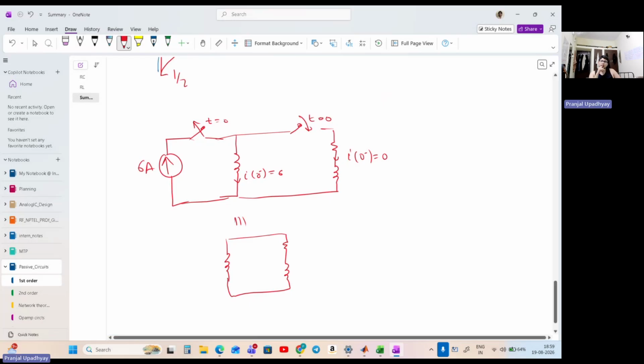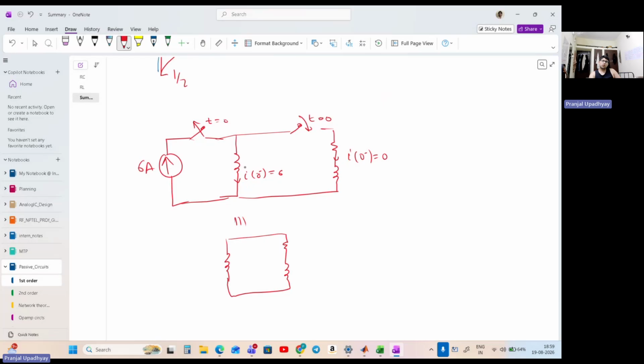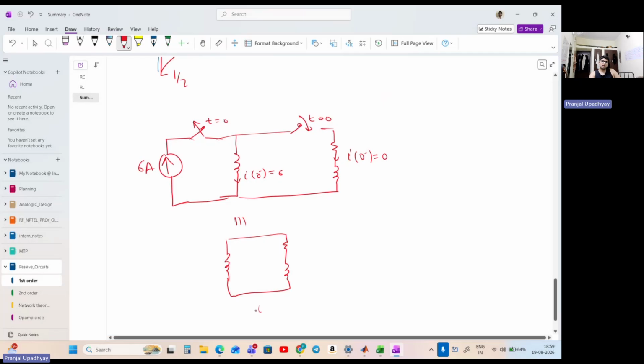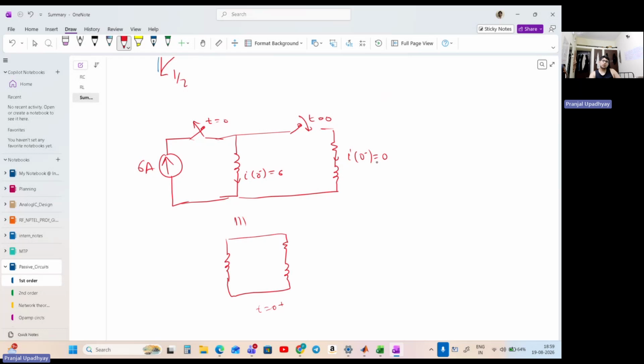The question here that I'm trying to pose is that this inductor will not allow sudden change of current across it, and thus it will seem as if this inductor is still carrying 6 ampere current at t equals 0 plus time. Alternatively, this inductor will force current of 0 across it because initially it was carrying no current, so it should force 0 current across it, right? Which implies that two things are possible.